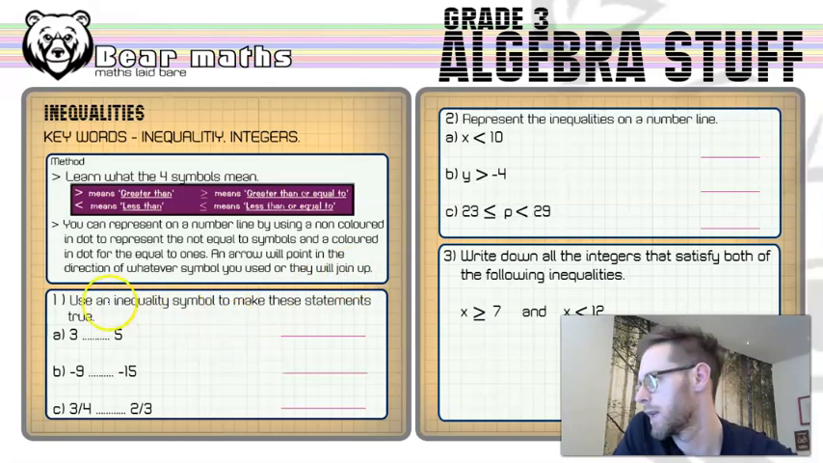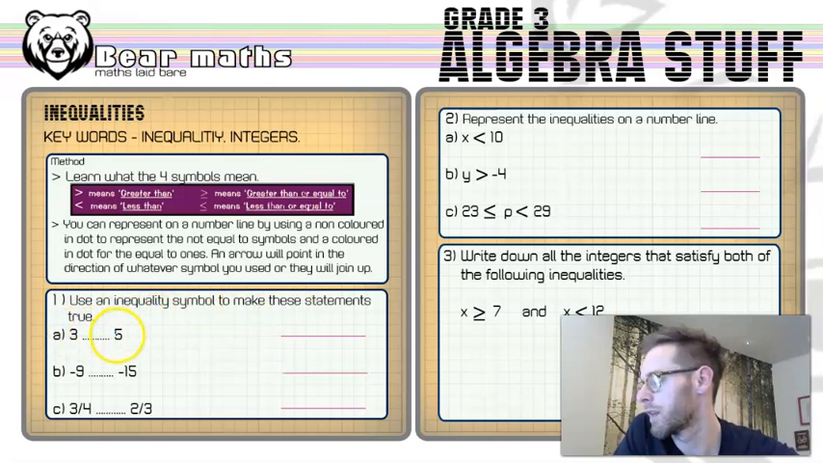Now, in the first question, we've got to use an inequality symbol to make these statements true. My daughter's learning this. She's 5. She can do this, right? Genuinely, she can do this. This is not a problem for her. So use an inequality symbol to make the statements true.